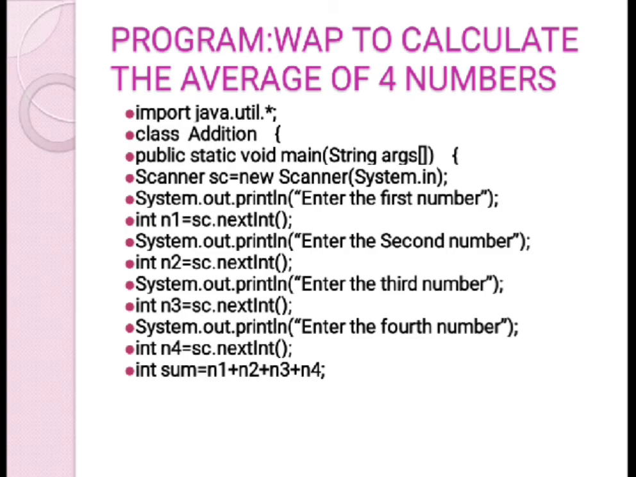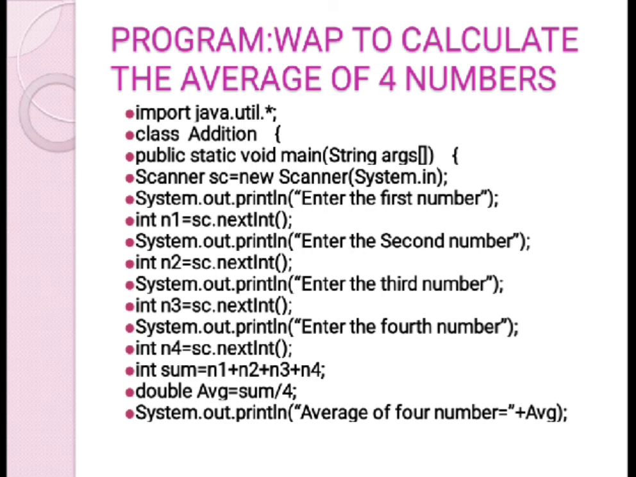Now the average might not always come as an integer; it might also be generated as a double value. For that we are going to take double average equals sum divided by 4, because the total number of numbers we have is 4. If we have 5 numbers, the average is divided by 5; for 7 numbers, divided by 7. We have 4 numbers, so we are dividing by 4. After that, print the value, that is your final answer, because you have taken the average over here.